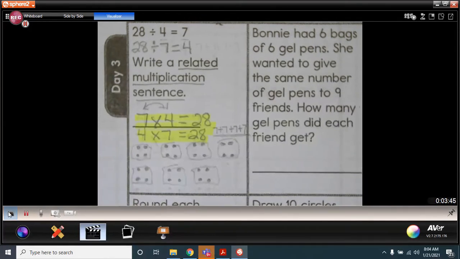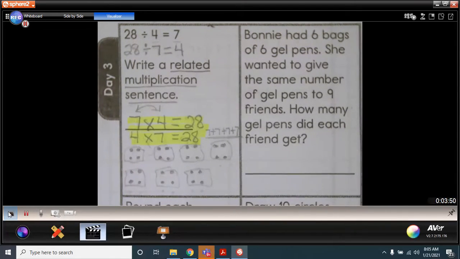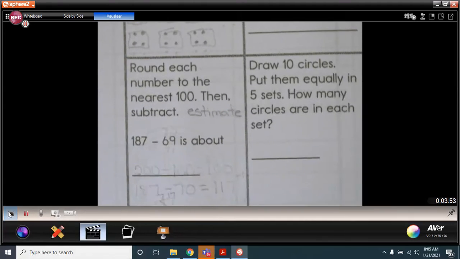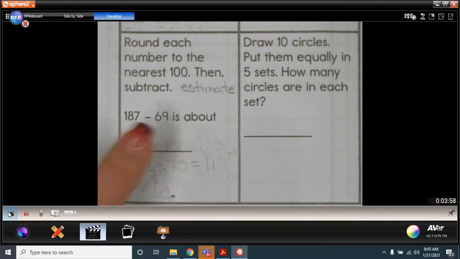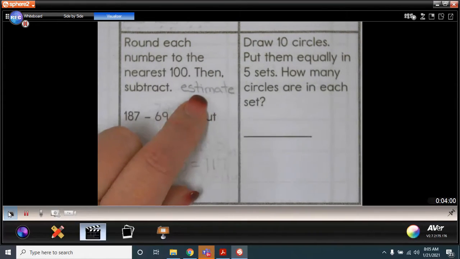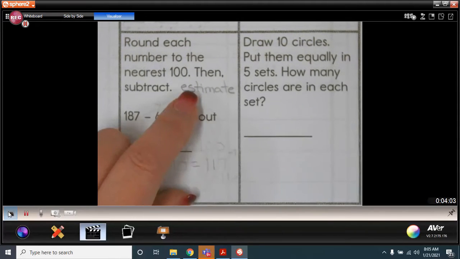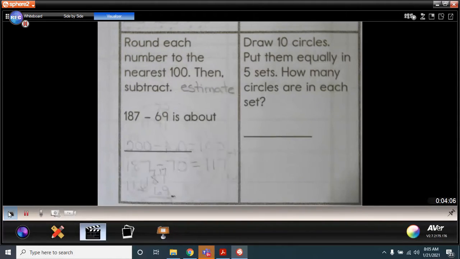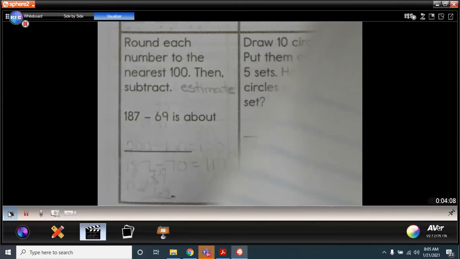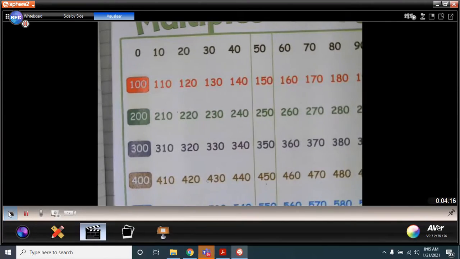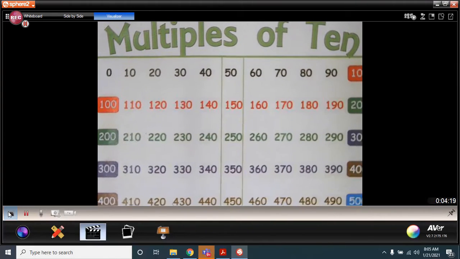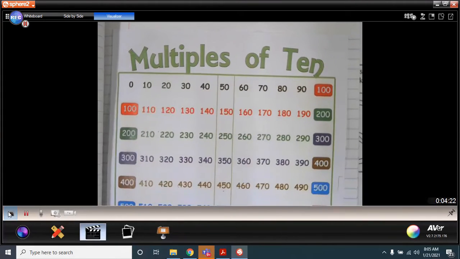Okay, now let's take a look at, we're going to skip our word problem for just a moment, and we're going to go to our rounding problem, or estimating. Estimate means to get about, not exactly, but about how much that's going to be. So if you remember, in your math notebook, we can use our understanding of looking at our multiples of 10. So I'm going to zoom out here. And they asked us to round to the closest 100.